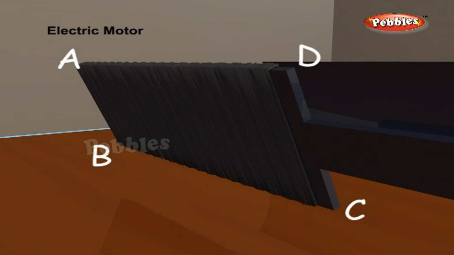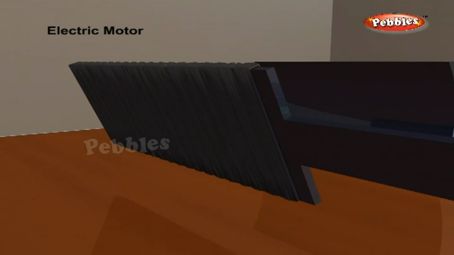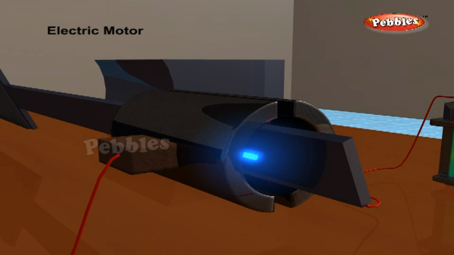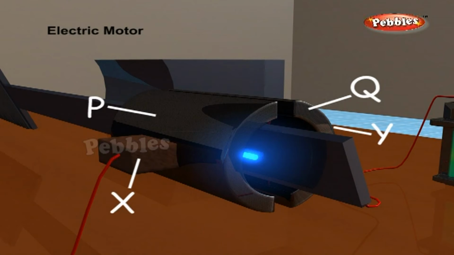The coil is placed between the two poles of a magnetic field such that the arms AB and CD are perpendicular to the direction of the magnetic field. The ends of the coil are connected to the two halves P and Q of a split ring. The inner sides of these halves are insulated and attached to an axle. The external conducting edges of P and Q touch two conducting stationary brushes X and Y respectively.